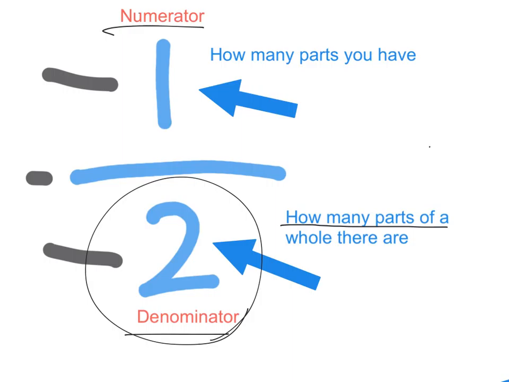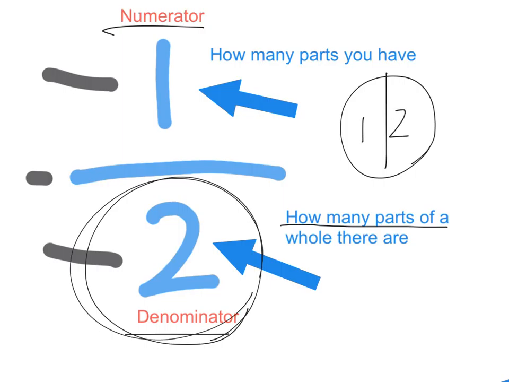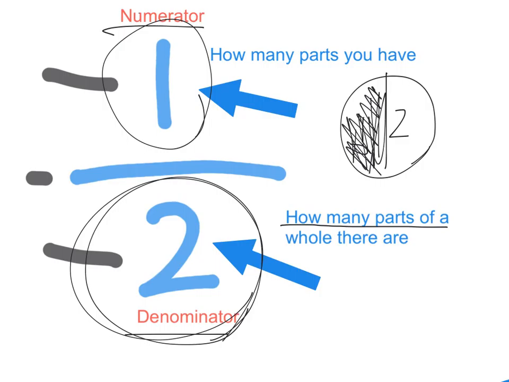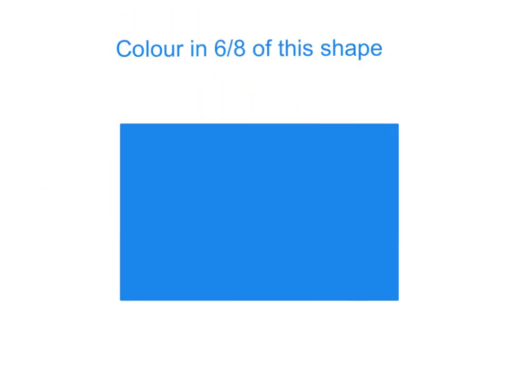So if you cut a shape into 2 pieces, you put the 2 down in the denominator section. And if I had 1 piece, I've written 1 in here. So when you've written it down, that is 1 over 2, and you would say that as 1/2. And you can clearly see here that I do have 1/2. So that's a quick explanation of how it looks when it's written down.